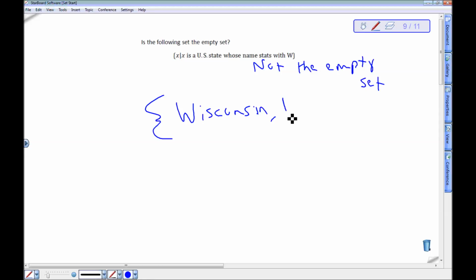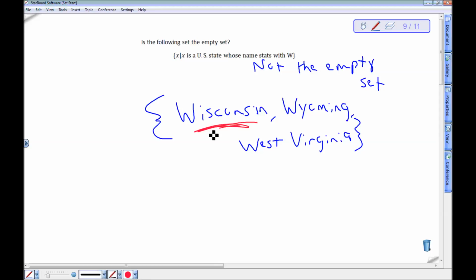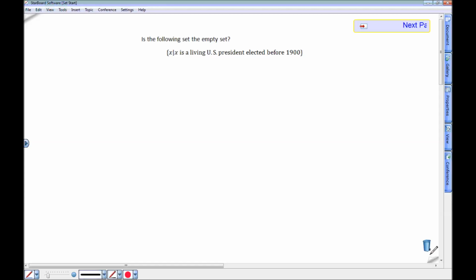It's also my belief that Wyoming and West Virginia are in this set. Okay? But regardless, as long as I can think of one thing that's in a set, it's definitely not the empty set. So the set of all x, such that x is a US state whose name starts with W, is not the empty set. Okay, let's look at this one.